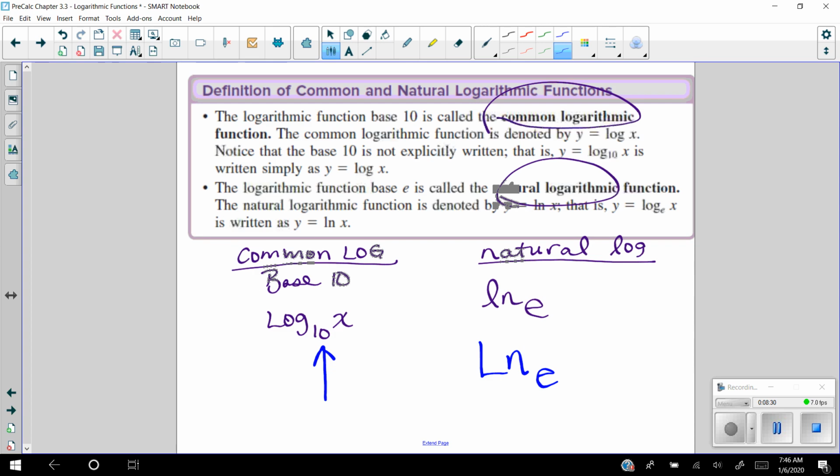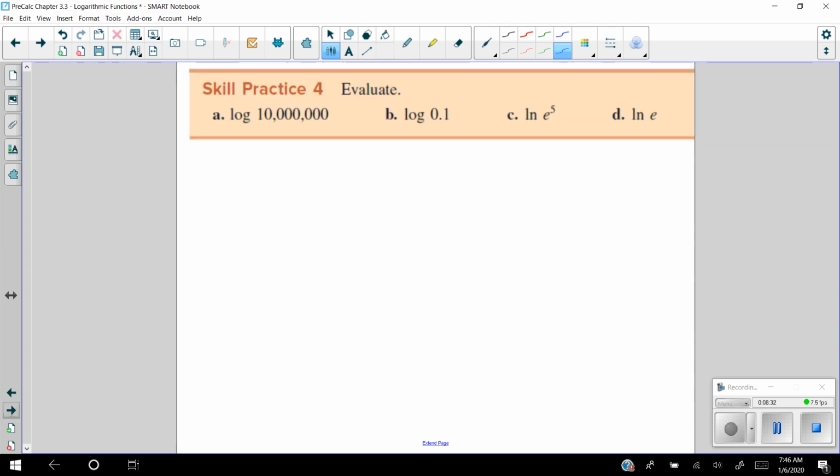Okay? All right, so this one says evaluate. We're going to first do this without our calculator. So the first one says log of 10 million. No base listed here, so we assume the base is 10. So this is essentially saying 10 to what power is 10 million? Well, it's got 3, 6, 7 zeros, right? So 10 to the 7th power.